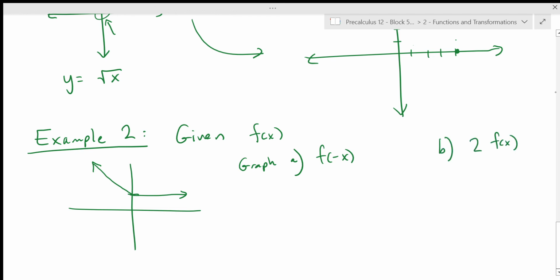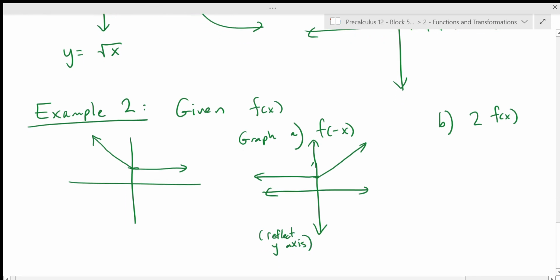If I want to graph f of minus x, this is a reflection in the y-axis, the x direction. So I'm going to take the same function and I'm just going to reflect it over the y-axis. Okay, so reflect in y-axis.